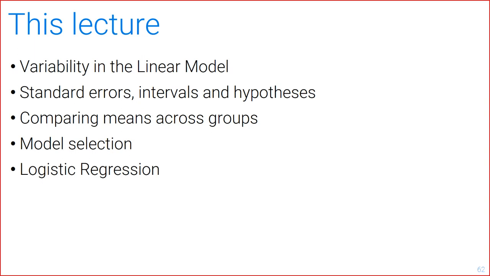So today we talked about the variability in the model and how we have to account for it through standard errors, intervals, and hypotheses. We saw how comparing means, statistically comparing means across groups, is essentially the same as building linear models. And then we talked a little bit about how to build a model, and logistic regression as an example of a generalization, a very popular generalization of the linear model.